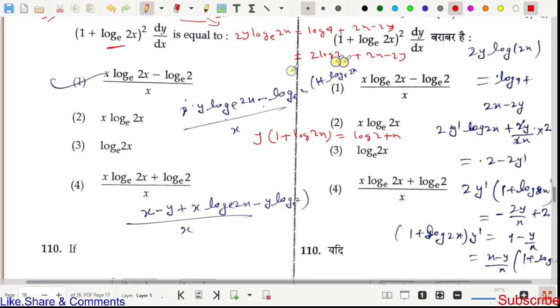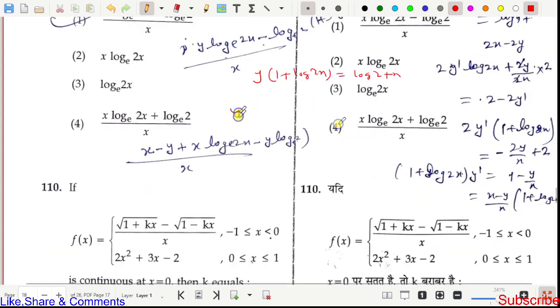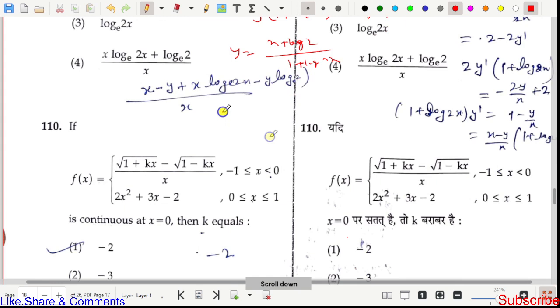Okay, so 2 cancels out, we divide all the terms by 2, so it will be only log 2 plus x. So the value of y will be x plus log 2 divided by 1 plus log 2x. Now we need to do the derivative.